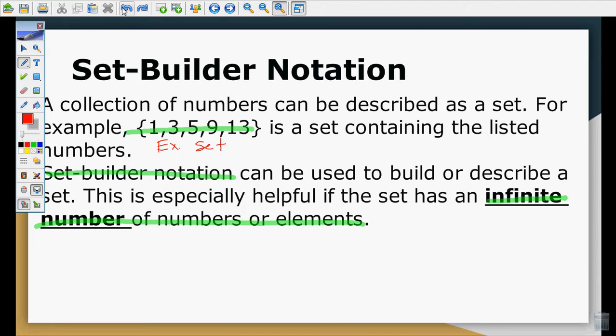All right. So this is our set, and then we're gonna do set builder notation. Set builder notation means that there is an infinite number of numbers or elements. Because it uses the word infinite, that means that we're using inequalities. That means we're going from greater than or equal to, less than or equal to, strictly greater than, strictly less than, and we'll be using those.